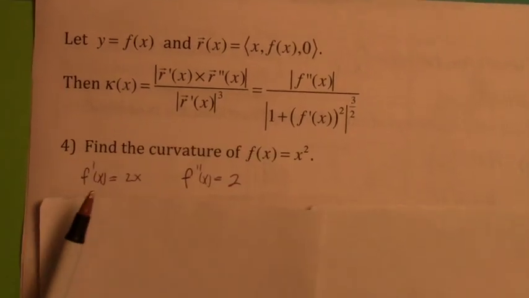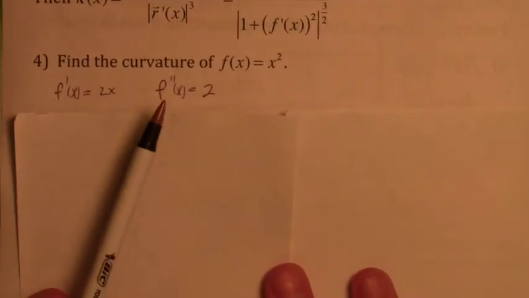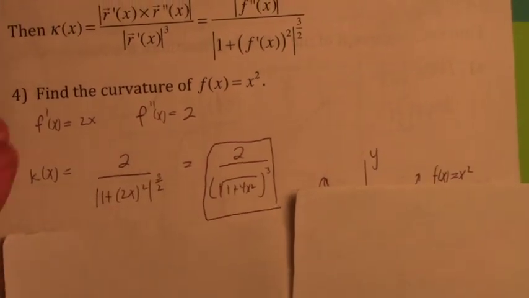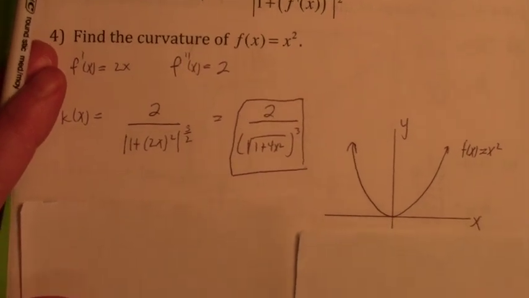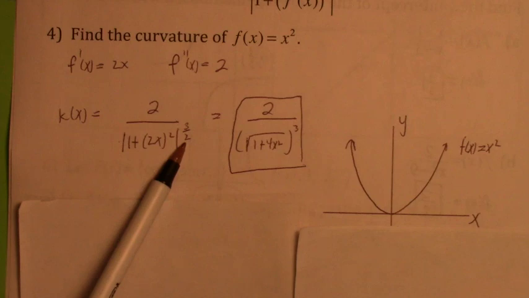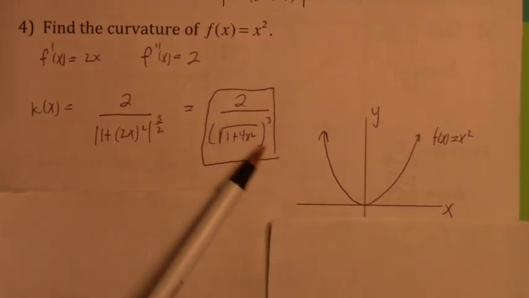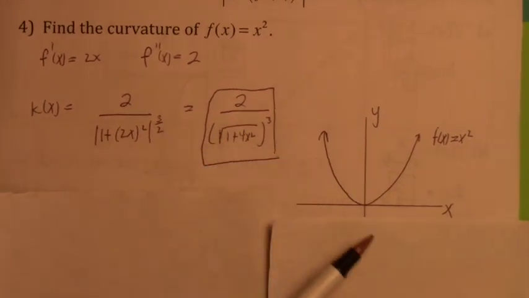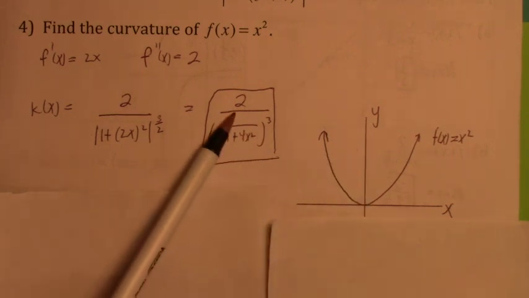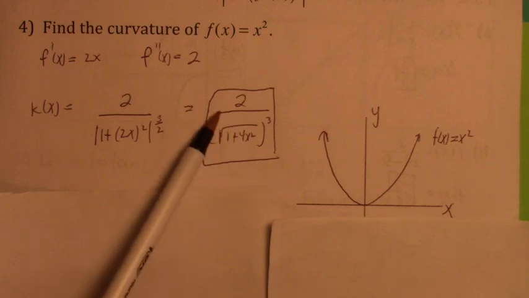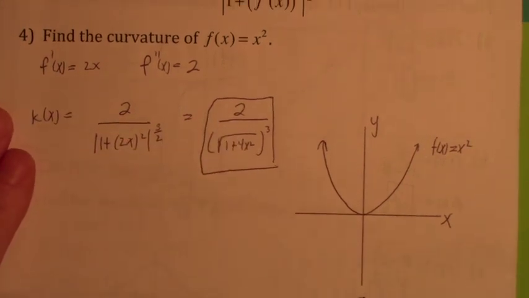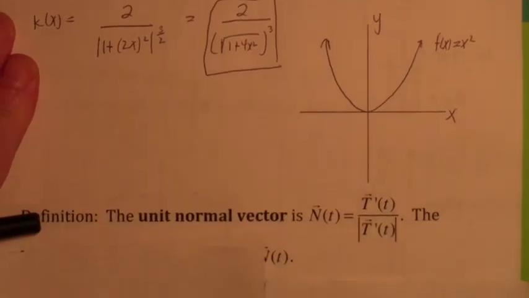Let's find the curvature of f of x equals x squared. You would find f prime, f double prime, and then all you have to do is take the absolute value of f double prime divided by 1 plus f prime squared to the 3/2 power. So there it is. This is the curvature for y equals x squared. Notice when x equals 0, the curvature is 2. And the bigger that x gets, the closer this gets to 0, doesn't it? As x gets big, this gets close to 0. Interesting, huh?